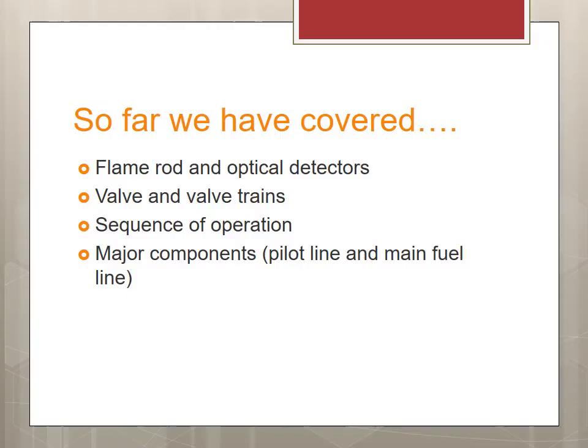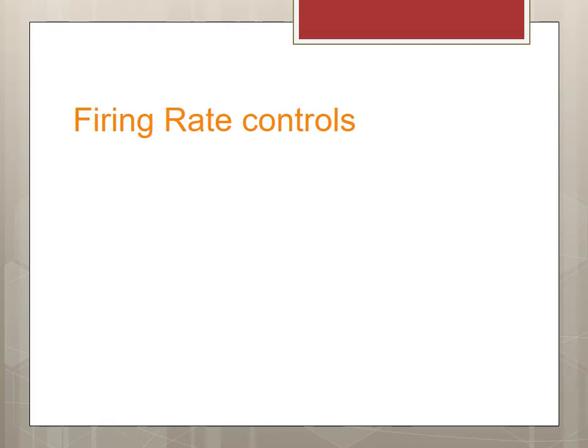Okay, so far we've covered the flame rods and optical detectors, how they function, how they vary, and the requirements. We talked about valves and valve trains for gas boilers and also oil boilers, the sequence of operation, the 5 steps or 6 steps of operation, and the major components being the pilot line and the main fuel. Now I would like to talk about firing rate controls. How do we control the firing rate from low to high in our industrial boiler?